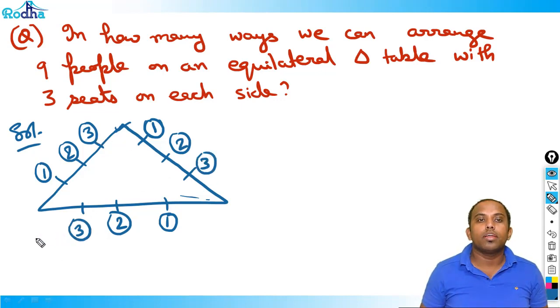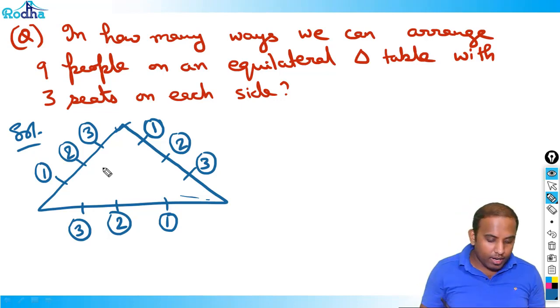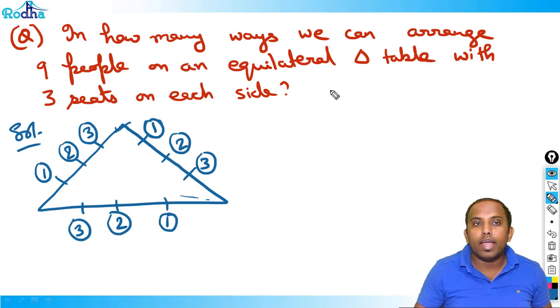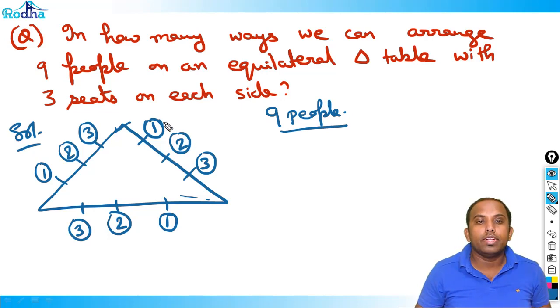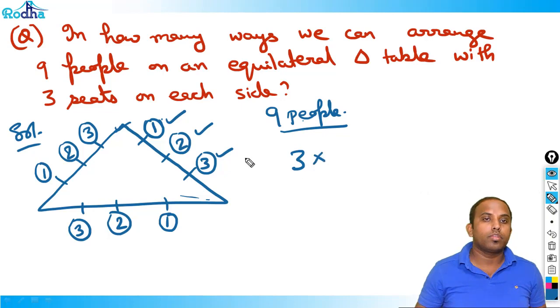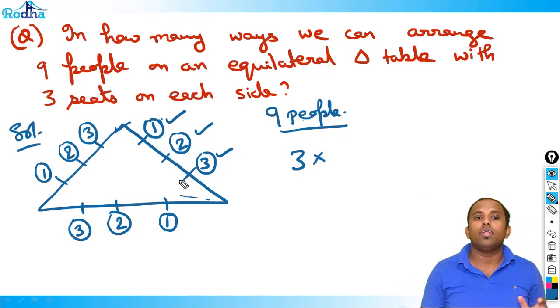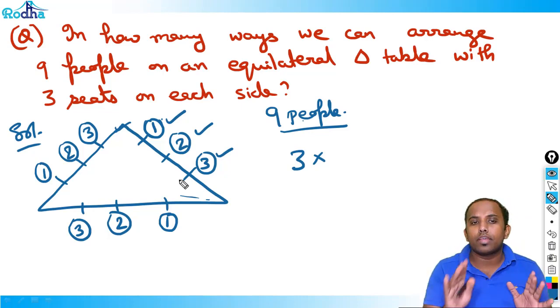So what I'm trying to say is, in an equilateral triangle, if there are 9 people, the first person can have only 3 different seats to choose: either number 1, where all number 1 seats are the same, or number 2, where all are the same, or number 3. So the first person can sit in 3 ways, out of the 9 seats. Just visualize: the person sitting at 1 will have the same view, and likewise for 2 and 3.